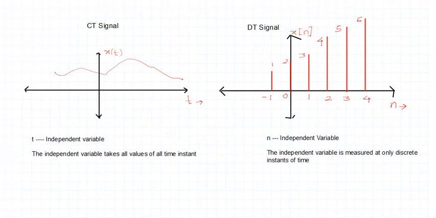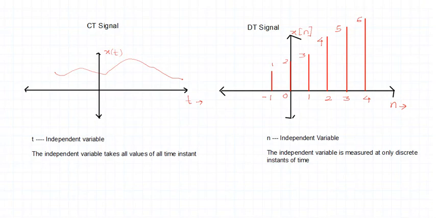So what you see today here on the slide is a comparison of a CT and DT signal that I had shown in the last lecture. So you could see here, how is the CT signal? What is the independent variable here? Yes, it is the time t. Whereas what is the independent variable for DT signal? It is n. The independent variable is n for discrete signal. It is t for CT signal.